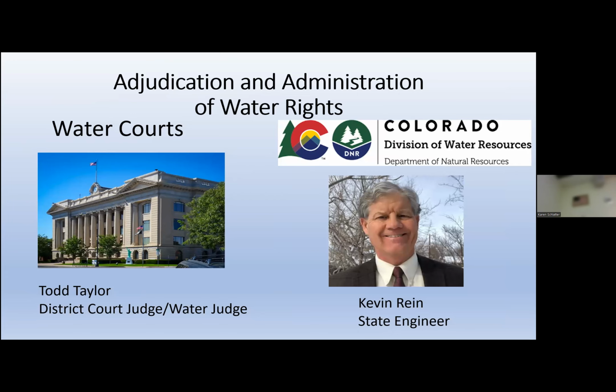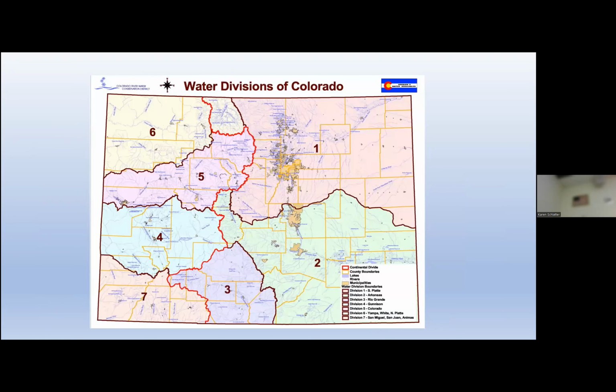This is the Greeley Water Court, and Judge Todd Taylor is a district court judge, and his other duties as assigned is water judge. Kevin Ryan is the state engineer. He heads up the Division of Water Resources. There are seven divisions in the state. Each one of those basins has a water court judge and a division engineer. You'll be hearing from the division one engineer in the future.